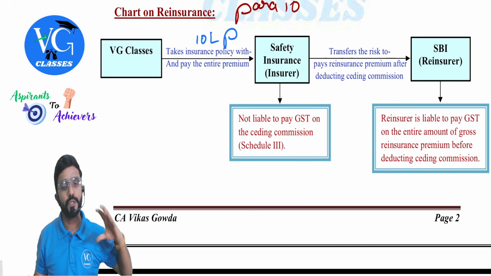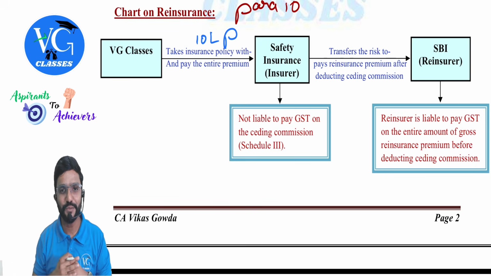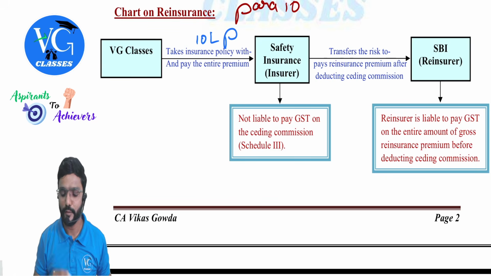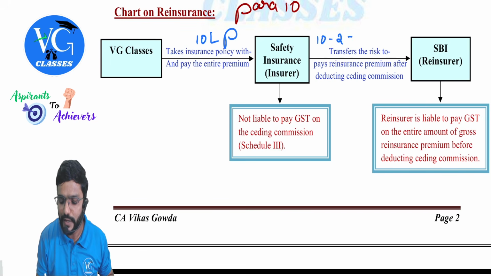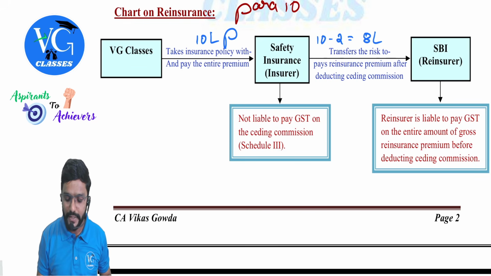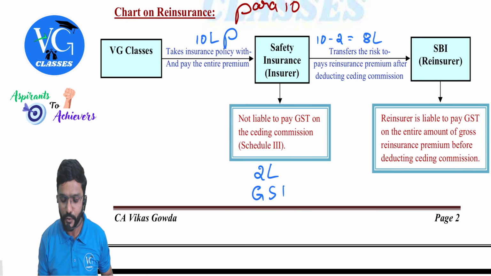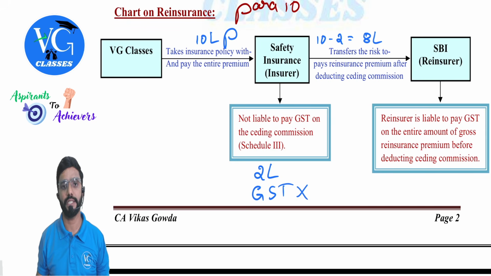Safety Insurance. So they transfer the risk to SBI, so premium also has to be transferred to SBI. Yes, but not the entire amount. Assume Safety Insurance is charging a ceding commission of 2 lakh. So 10 lakh minus 2 lakh, they paid 8 lakh to whom? SBI. So 2 lakh is the revenue of whom? Safety Insurance. Should they pay GST on it? No. They're telling they should not pay GST.